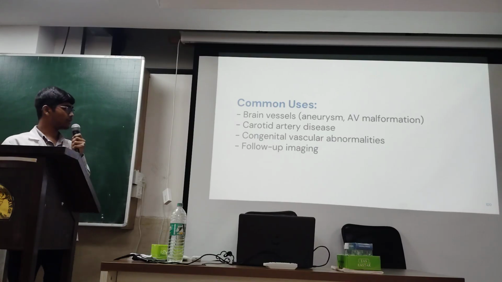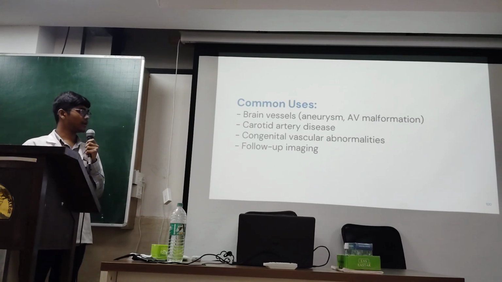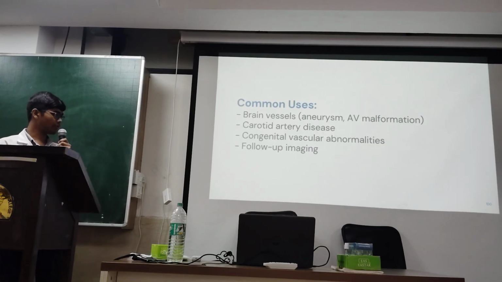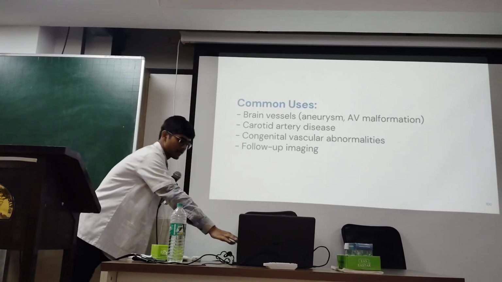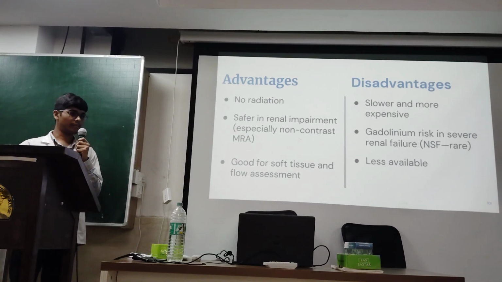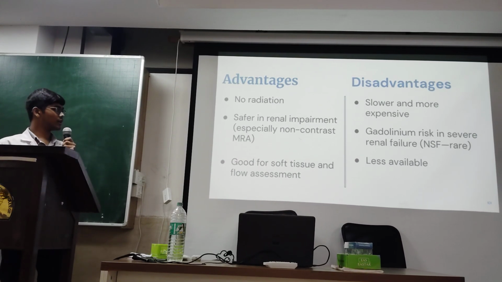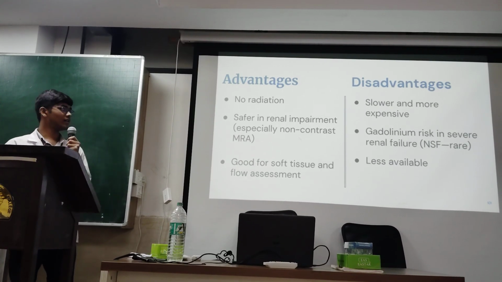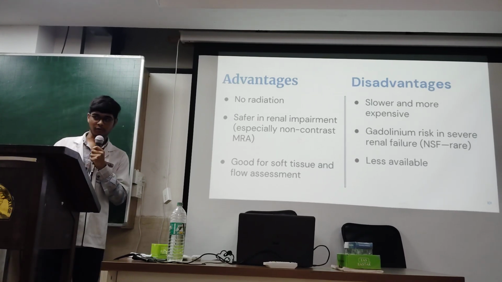MR angiography is commonly used in brain vessels, aneurysm, AV malformation, carotid artery disease, congenital vascular abnormalities, and follow-up imaging. Now we will see advantages and disadvantages of MR angiography. There is no radiation involved, it is safer in renal impairment, and good for soft tissue and flow assessment. Disadvantages are that it is slower and more expensive, gadolinium risk in severe renal failure, and less availability. Thank you from my side.